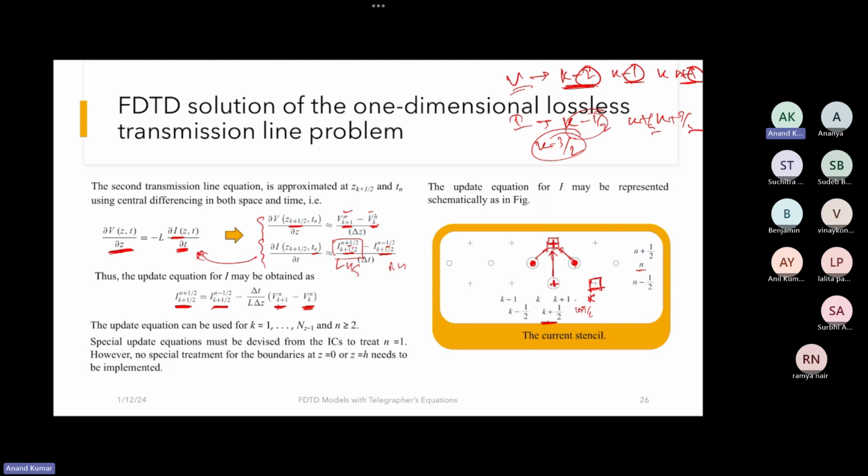If you want to calculate at this particular point, you will need the current voltage values at these two nodes and the current value at the same node at the previous time instant. And using these points, you can calculate the current values over here. Similarly, if you want to calculate this, you will need the values from these points over here. Since this is marching in time, this is the time axis, we are increasing in time over here, and this is the z axis, so we are increasing in space over here. So the latest value of current is dependent upon the previous values of voltage and the previous value of current itself at the same position. So this is the current stencil.